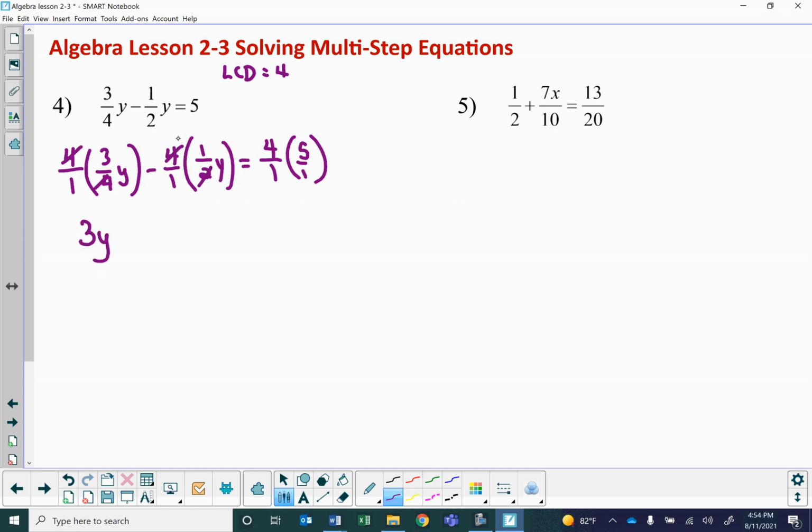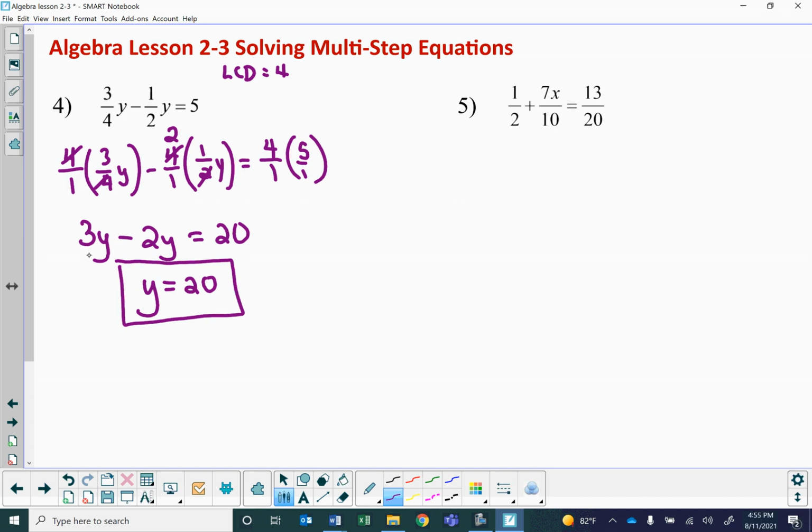So these 4's cancel, leaving me with 3y. 2 goes into 4 twice. 2 times y is 2y, so minus 2y. Don't lose your negative sign. And then 4 times 5 is equal to 20. So 3y minus 2y is equal to 20. 3y minus 2y is y, so y is equal to 20. Fairly simply done. And I can check those. I'm just going to tell you for right now, those check out quite nicely.